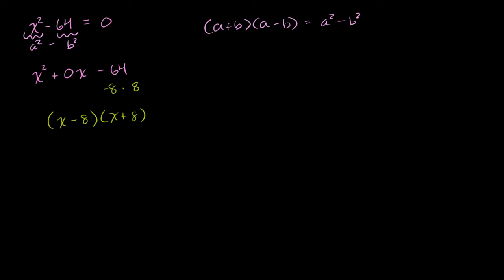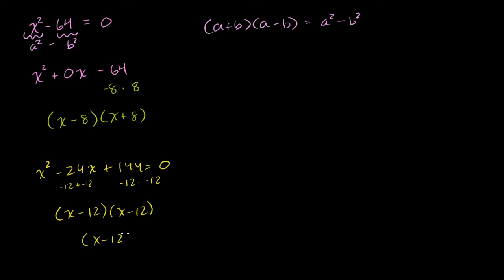Let's do a couple more general problems. I won't tell you what type these are going to be. Let me switch colors, it's getting monotonous. Let's say we have x squared minus 24x plus 144 is equal to 0. Well, 144 is conspicuously 12 squared, and this is conspicuously 2 times negative 12. So this is negative 12 times negative 12, and negative 12 plus negative 12. So this expression can be rewritten as x minus 12 times x minus 12, or x minus 12 squared.